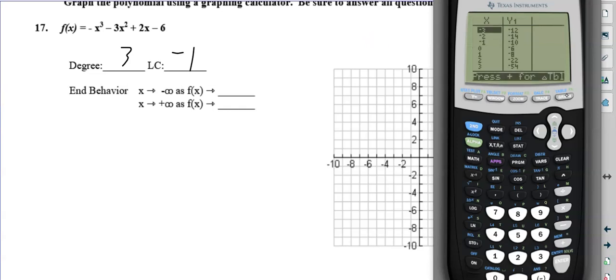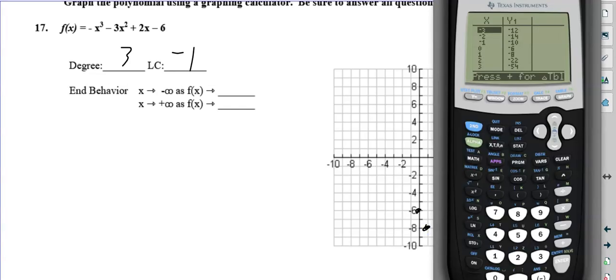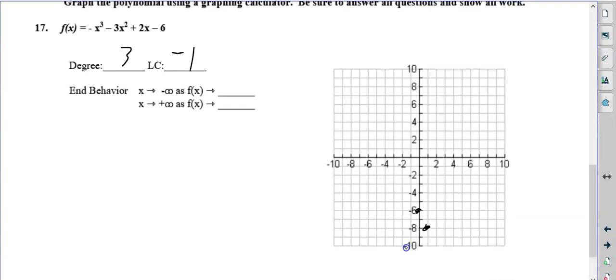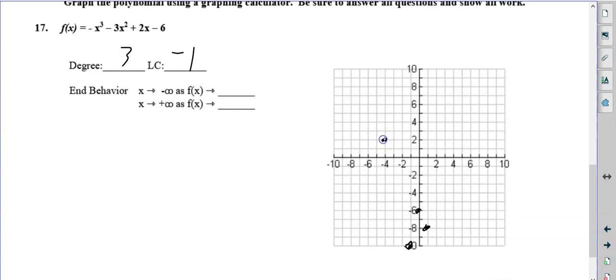All right. I don't have any actual zeros, solutions, so I'm just going to put some of these numbers. 0, negative 6, 1, negative 8. Negative 1, negative 10. Negative 4, positive 2. That's pretty much all I've got that I can graph.